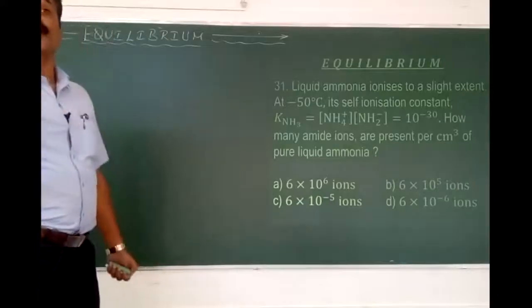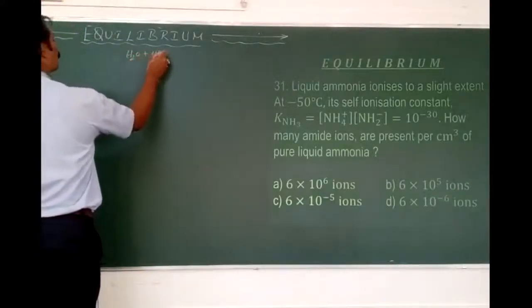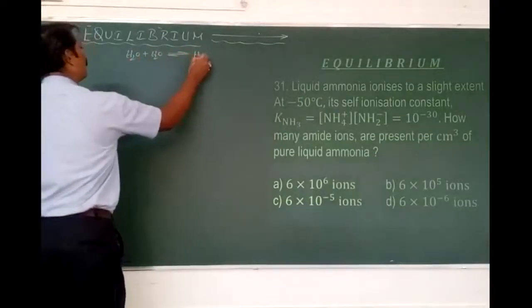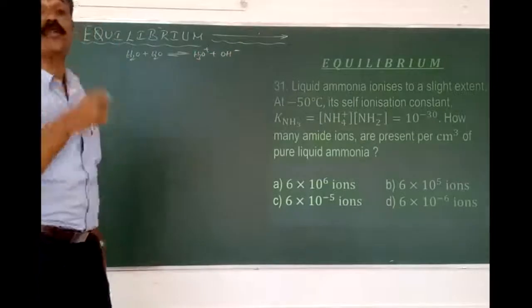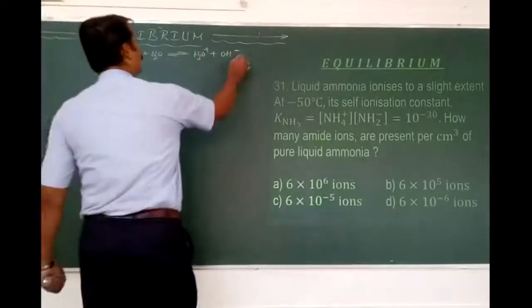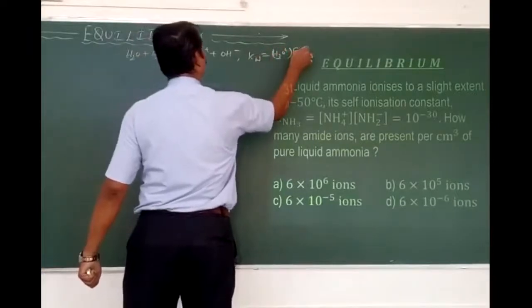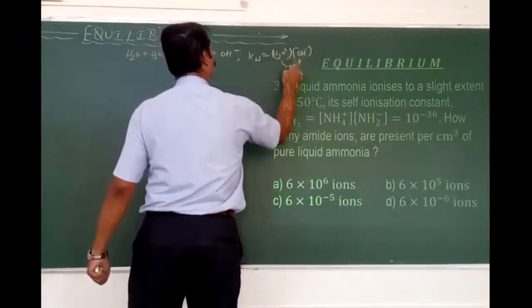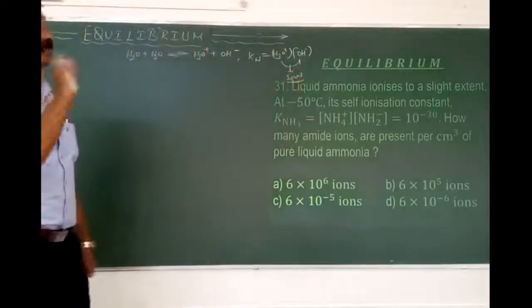So this can be obtained if you know the concept of H2O plus H2O gives rise to H3O plus and OH minus. This is called self-ionization of water. So here Kw is equal to H3O plus concentration into OH minus concentration. For pure water, these two are equal.